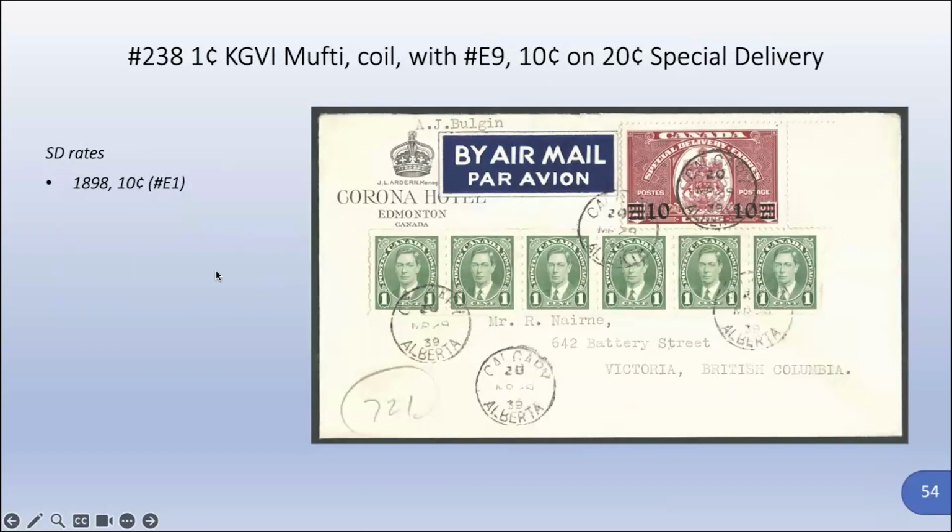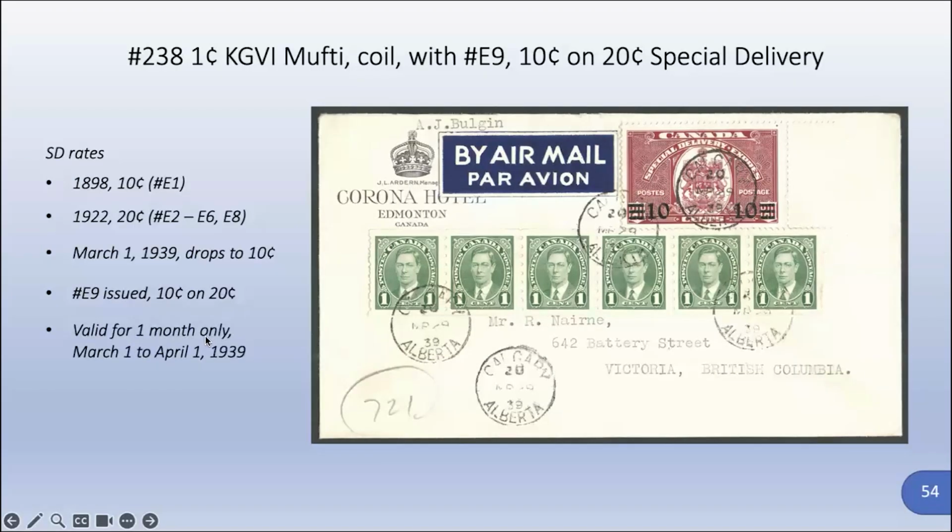Here's a bisect. Well, this is a regular, sorry. We had special delivery rates from 1898 at 10 cents. And for that, we had stamp issued number E1. E2 went up to 20 cents, and those are the stamps we had issued with 20 cents. But March 1st of 39, that dropped back to 10 cents. So E9 was issued, the 10 cent on 20 cent.